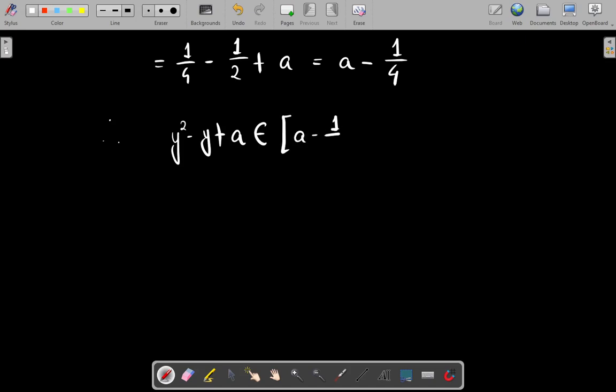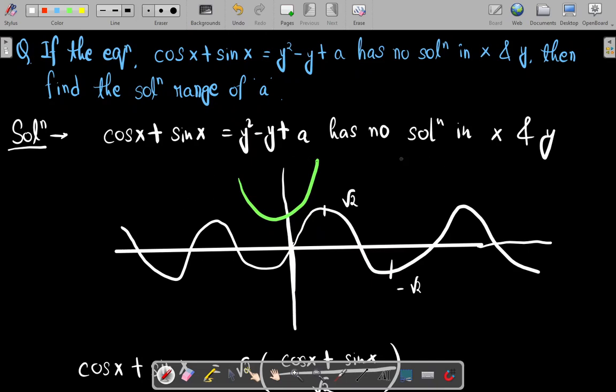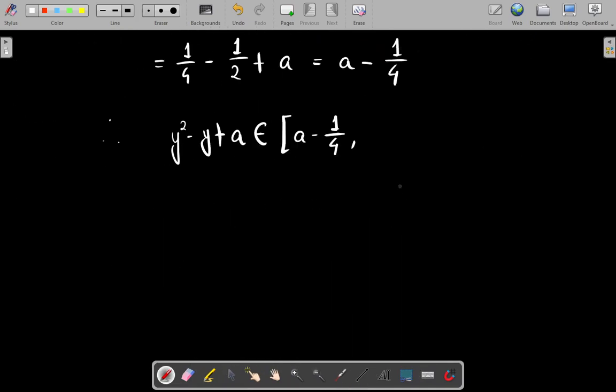is equal to a minus 1 by 4, and the highest value, see, it is open upwards, right? So there is no greatest value. This is equal to infinity as it is open upwards. It can take any amount of value. So this is open upwards, so the extreme end is infinity. Okay, so this is the range.